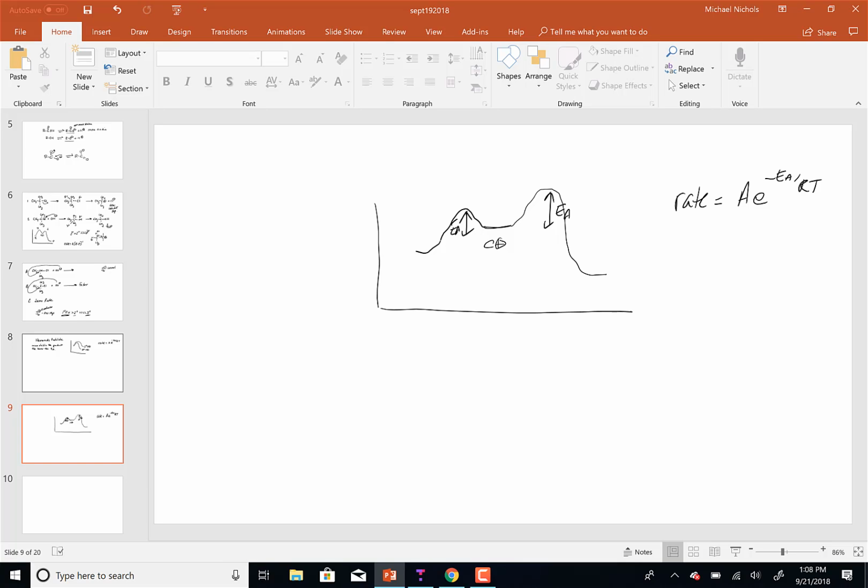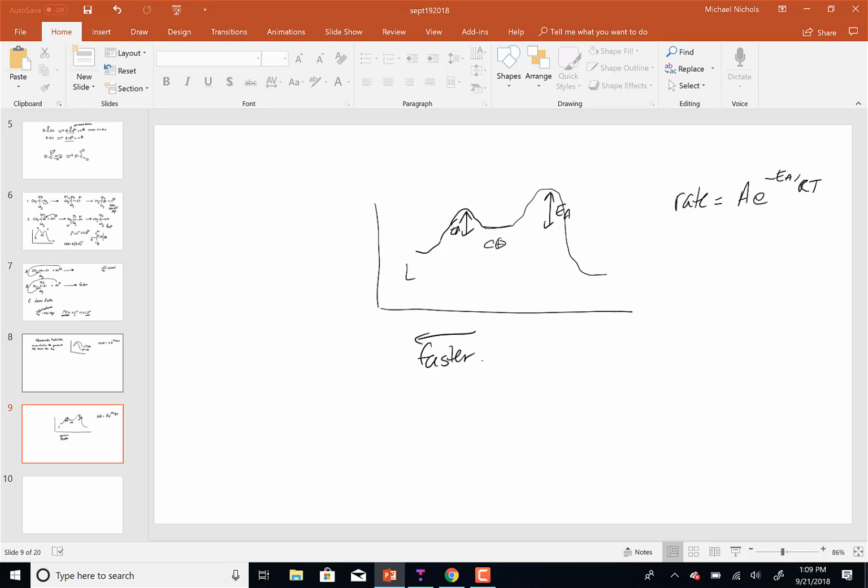Everybody okay with that? So, this reaction is faster, the one to the left, because it's got a lower activation energy. Now, let's imagine we do this reaction for a short period of time. Most of our product is on the left because it's gone over that barrier faster.